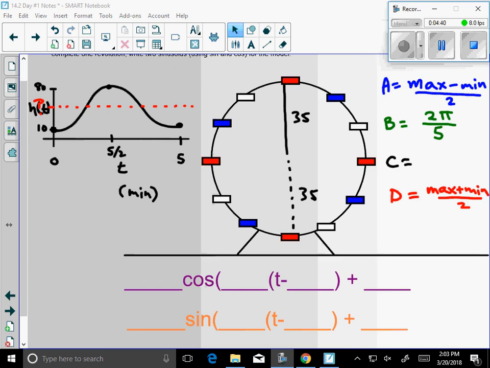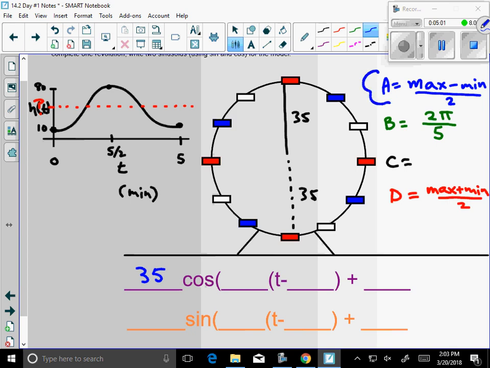Okay, Zach wants to share. Okay, Zach, what did you get for A? 35. Okay, good. Built into this, you guys, A is typically going to be the radius. Actually, it's always going to be the radius of whatever it is you're working with. So if I give you the diameter, divide by 2. Okay, so I use this formula to find A. I took the max value minus the min value.